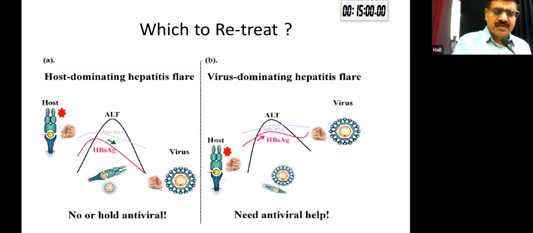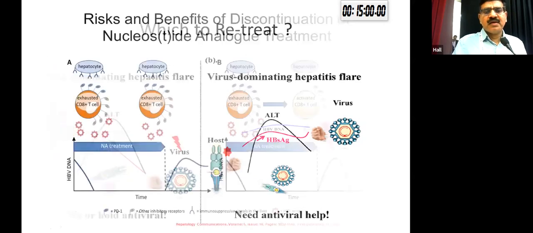To decide on retreatment, you need to differentiate between the two types of flare. One is a host-dominating flare, where the ALT is high, but the S antigen and DNA are in a declining phase. These are the people who do not require retreatment with antiviral agents. Whereas in a virus-dominating flare, the ALT is high, but at the same time S antigen and DNA are also increasing. These people may rapidly deteriorate to decompensation or mortality. So they require a restart of antiviral therapy.